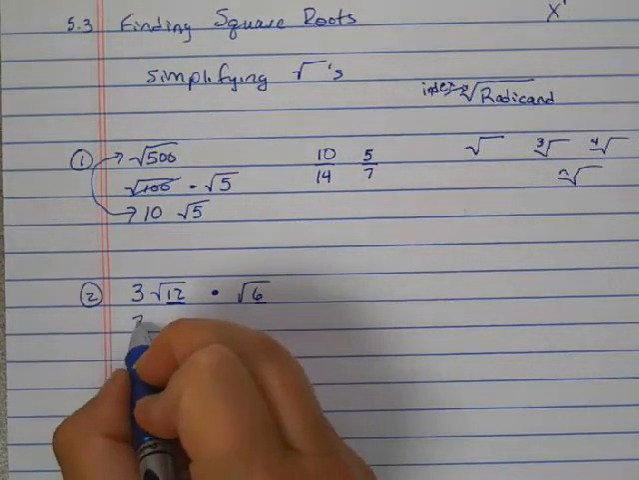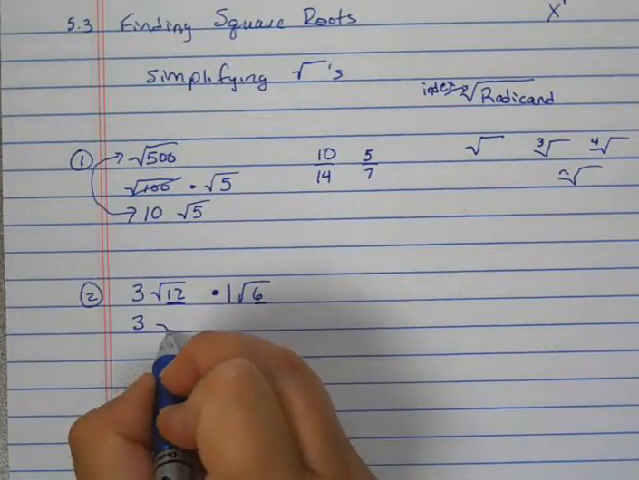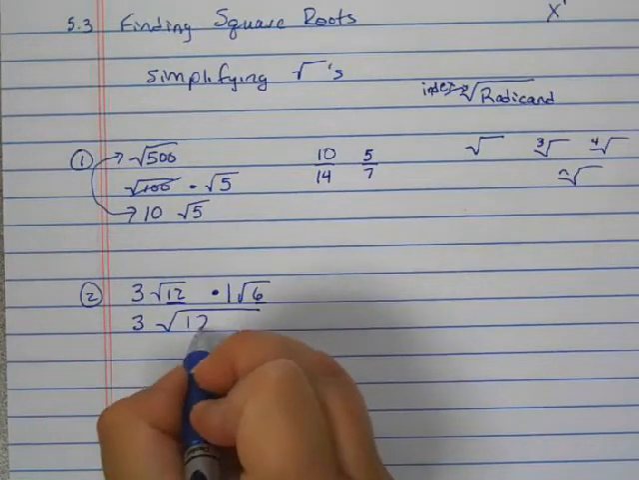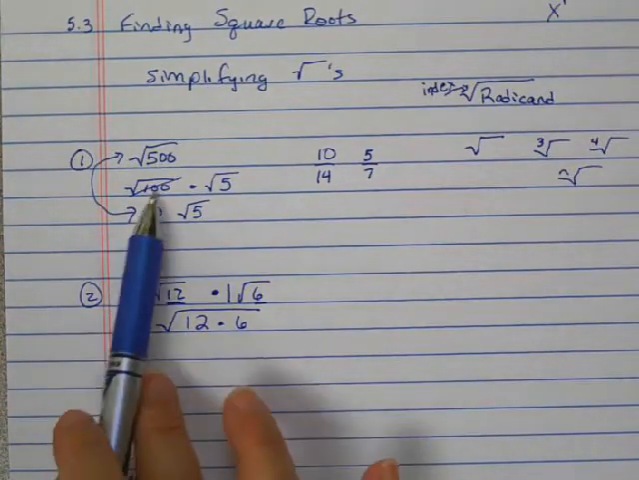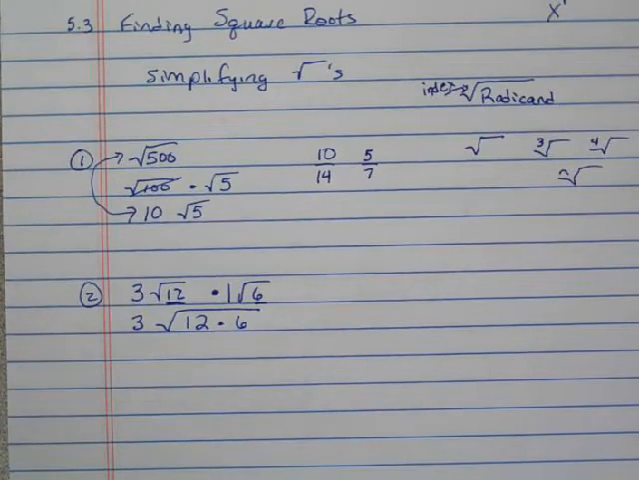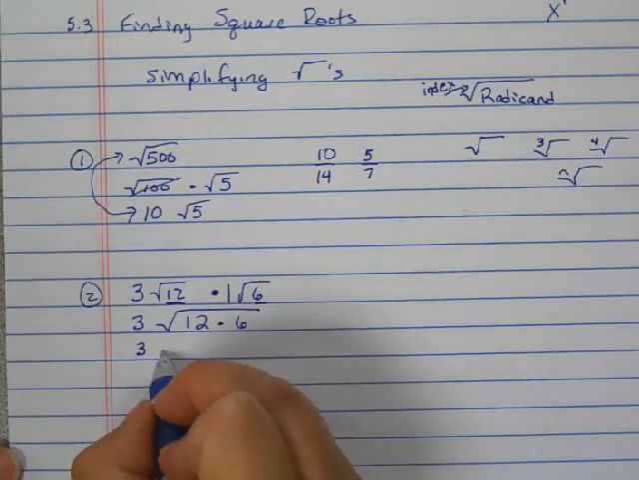So I could say this is 3 times 1, because there's a 1 here, times the square root of 12 times 6. Now, I'm not going to multiply the 12 and the 6 together, because eventually I'm going to try to break it apart into its factors like I did in example 1. So I'm going to start thinking about the factors of 12 and 6. And as I think about the factors of 12 and 6, I want to try to break it apart easily so that I have square numbers under here, or perfect square numbers.